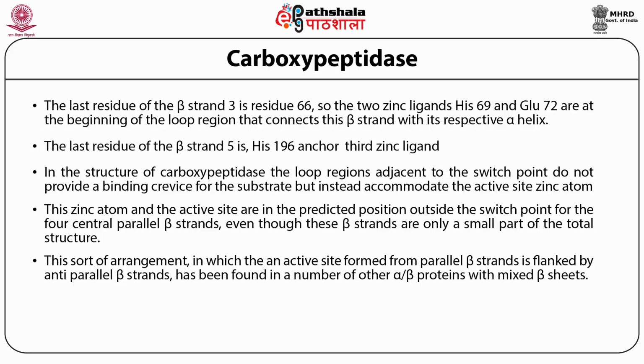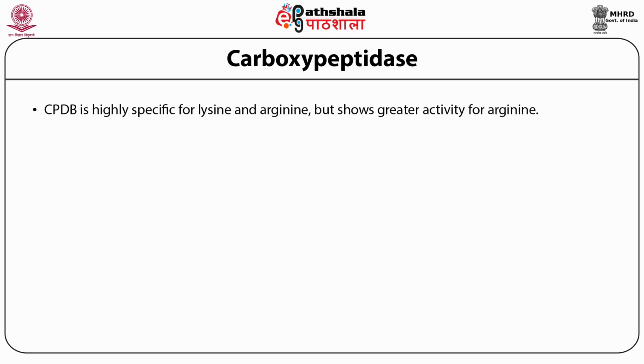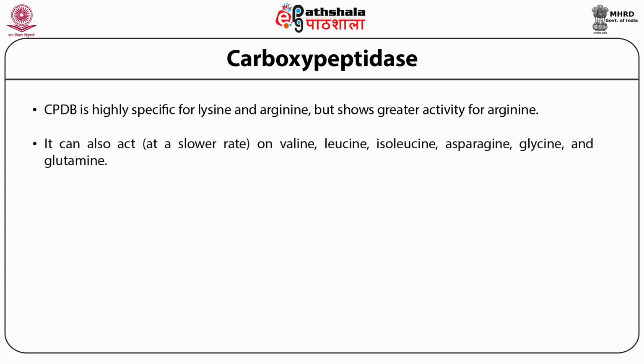One of the carboxypeptidases, carboxypeptidase B, is again a metallocarboxypeptidase that catalyzes the hydrolysis of the basic amino acids lysine and arginine, and sometimes ornithine, from the C-terminal position of polypeptides. In this reaction, you can see that poly-L-lysine is cleaved. Carboxypeptidase B is highly specific for lysine and arginine, but shows greater affinity for arginine. It can also act on valine, leucine, isoleucine, asparagine, glycine and glutamine, but at a slower rate.